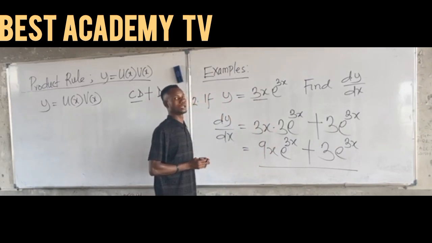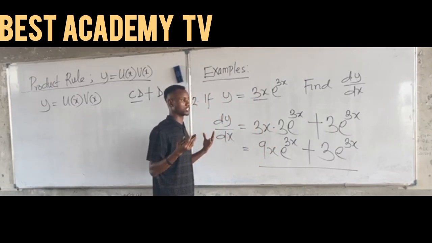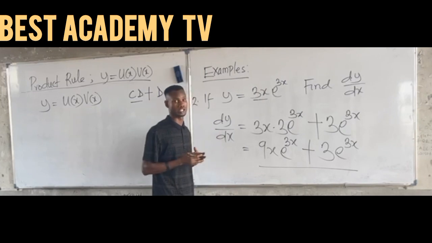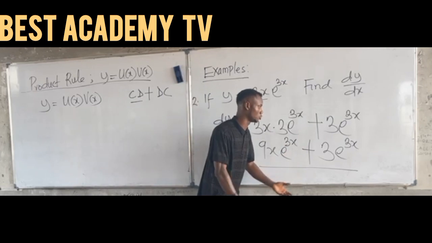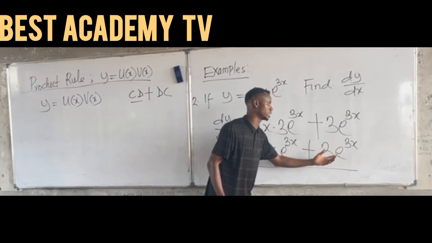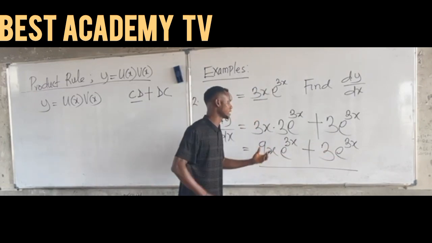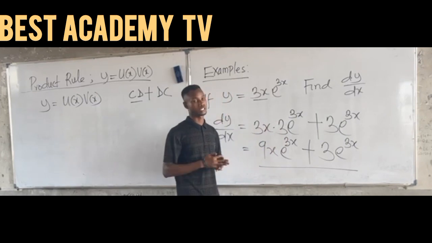Now since addition is commutative, what does it mean? It means that if I say 3 plus 2, it is the same as 2 plus 3. So the same thing here, if I have my answer to be 3 exponential 3s plus 9s exponential 3s, it is the same thing. Please take note of this.